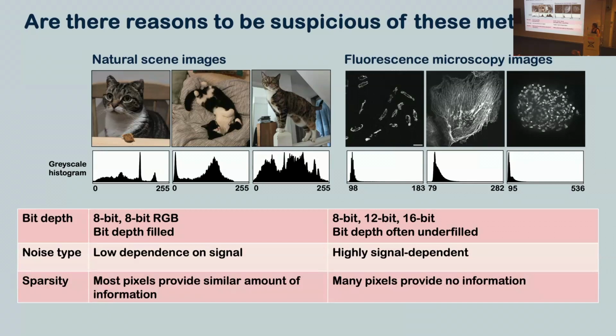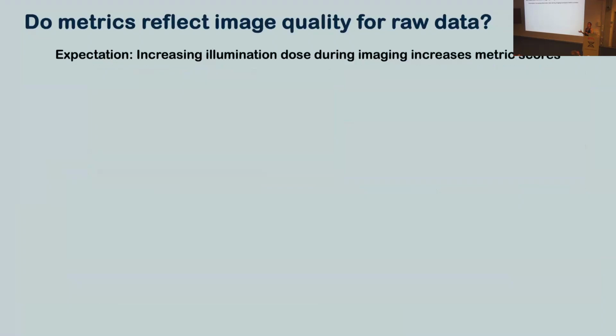So this kind of slightly bothered me. So what I decided to do was actually see, do these metrics reflect image quality in microscopy? So what do we expect them to do? What do we want them to do? We expect that if we physically improve our image quality by shining more light on our sample, then these metric values should go up. That's like the bare minimum they should do.